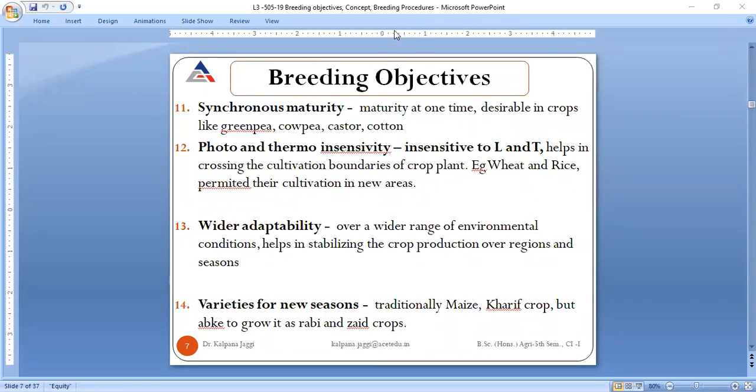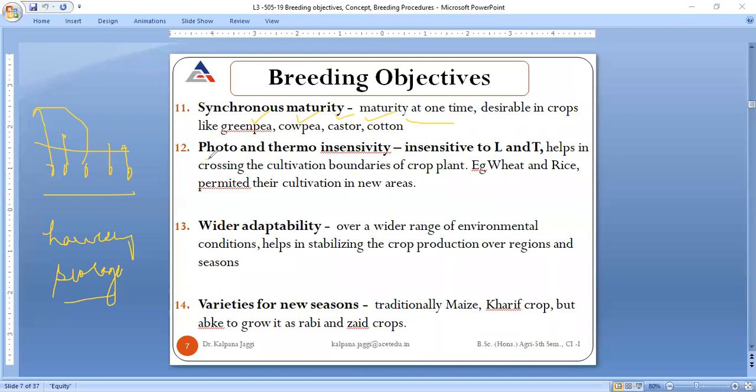Then we can also go for synchronous maturity. Sometimes what happens, say 5 seeds are sown within the soil at the same time, but one germinates before, the second germinates later, the third germinates along with this, the fourth germinates later, and it takes much time to germinate. That means all these are of the same species, but they are getting mature at different times. When the same crop is getting mature at different times, it is very difficult to go for harvesting. Then there come the problems in terms of storage. So to avoid all these problems, we can go for improvement of genetic content. And as a result, we can cause all the seeds to grow at the same time only. Like in the case of green pea, cow pea, castor, cotton, it is normally observed that the same species is growing at different times.